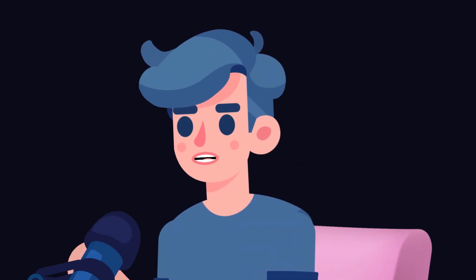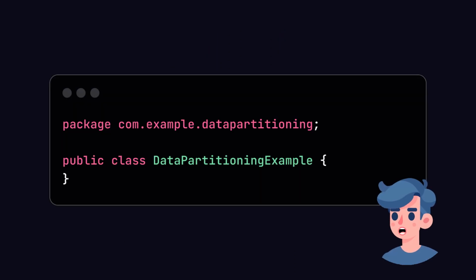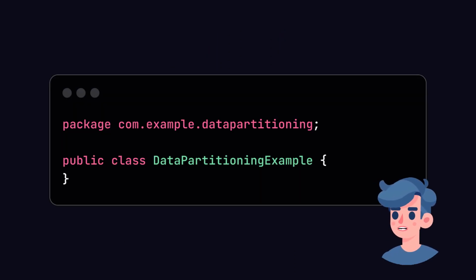Today, we'll cover several types of partitioning strategies: range partitioning, hash partitioning, list partitioning, and composite partitioning. Let's start by setting up our Java project. Open your favorite IDE, create a new Java project, and let's set up our package structure.